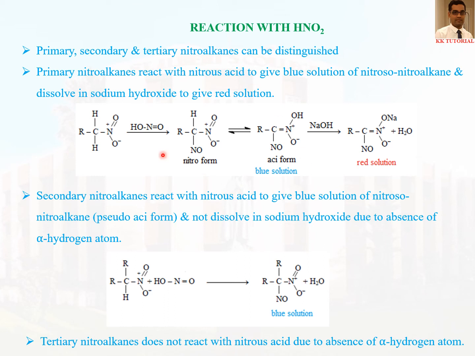Primary nitroalkanes will give a blue colored solution with HNO2, which on treatment with NaOH dissolves in NaOH to form a red colored solution. But secondary nitroalkane reacts with HNO2 to form a blue colored solution, but it will not dissolve in NaOH to form a red colored solution. Tertiary nitroalkane does not react with HNO2 to give a blue colored solution.